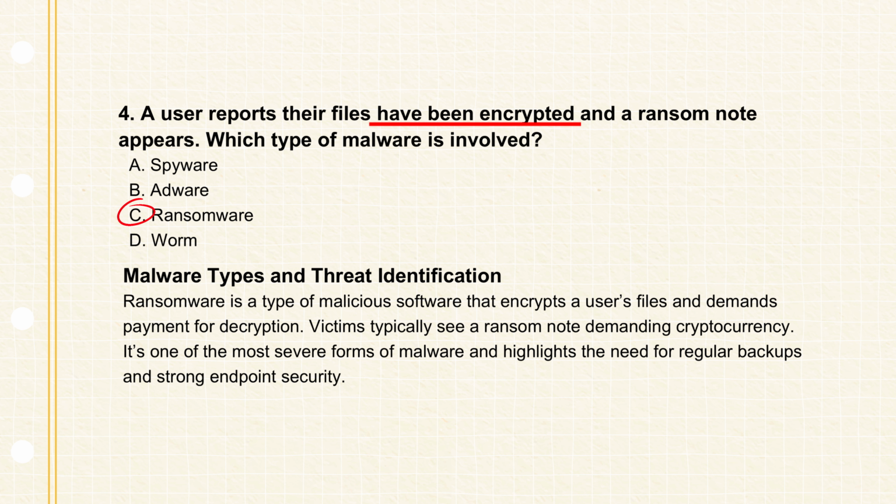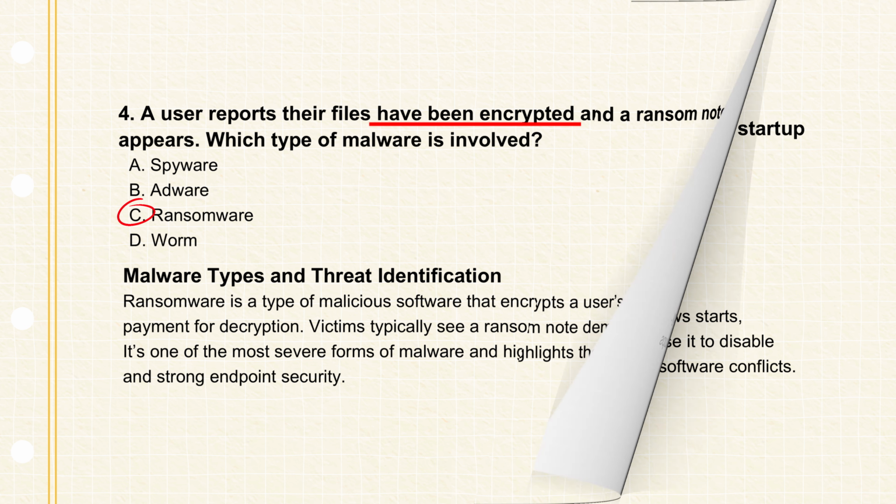Exactly. And recognizing these signs, the encrypted files, the note, recognizing it fast is critical for damage control, for the right response. These often get in through things like clicking a bad link in an email. Yep. Phishing. Right, right. It's basically digital extortion.